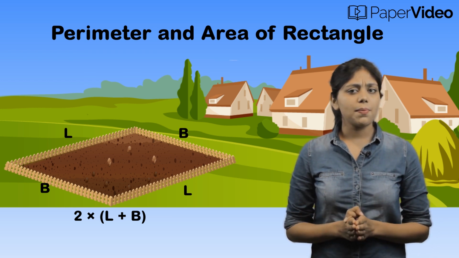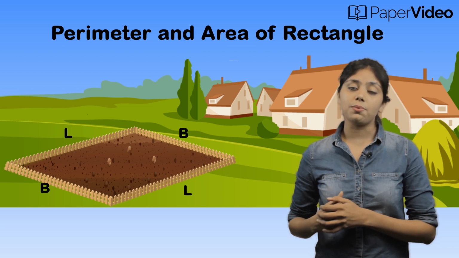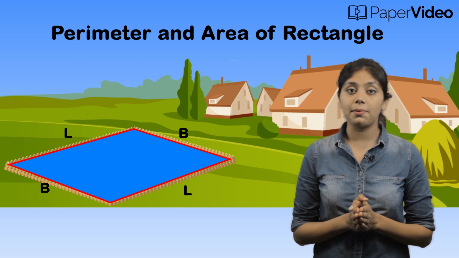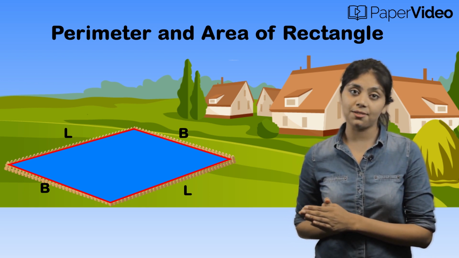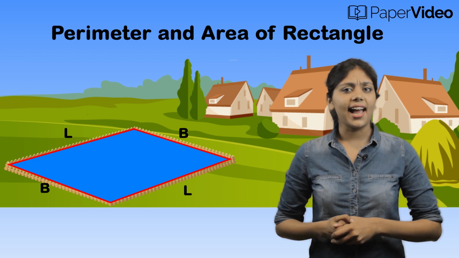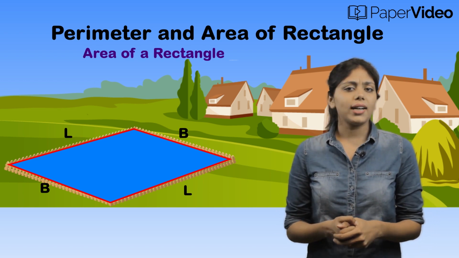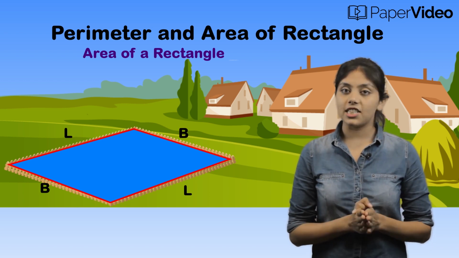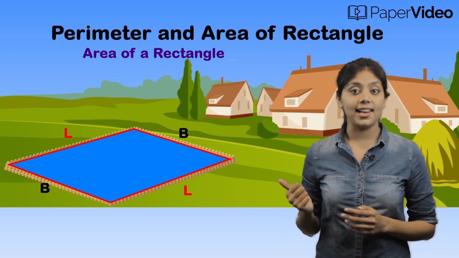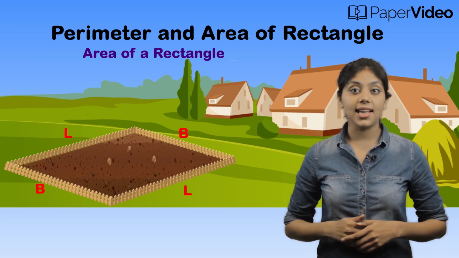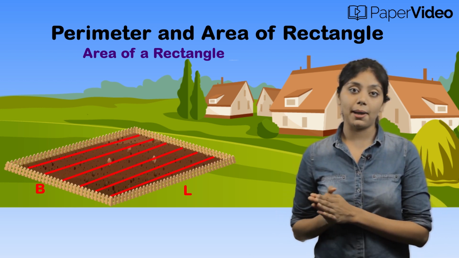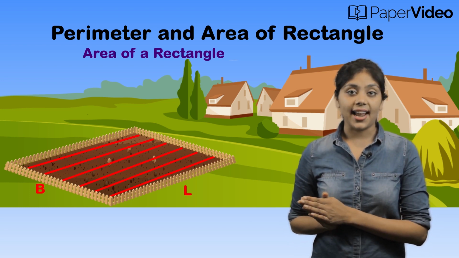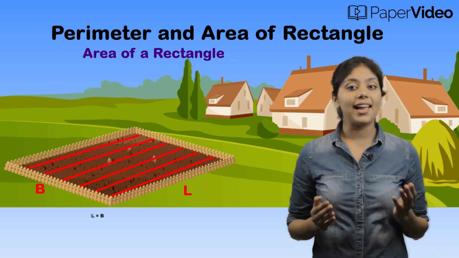Now suppose he wants to buy seed to grow crops in his farm. For this, he wants to know the total area of the farm so that he could estimate the number of plantations he can do in his farm. In such a case, how will he calculate the area of the farm? What is area? It is the total plane surface occupied by a shape. Here the shape is a rectangle whose length is L and breadth is B. This means that if we take length L and multiply it by B times, we will get the area of the rectangle. Therefore, area of a rectangle can be calculated using the formula L into B.